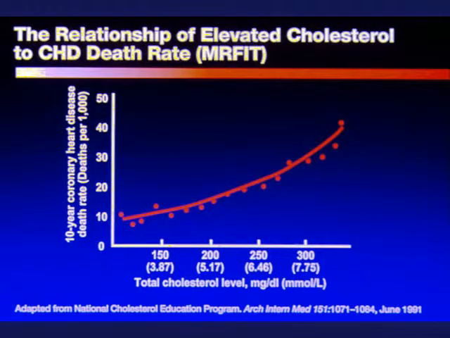So in the 350,000 men, this is what they found. If your total cholesterol was 150, your death rates were down here. If your cholesterol was 300, that's double, 150 to 300 is double, you had a 4 times increase in the rate of death. Not the rate of disease, the rate of death from heart disease.